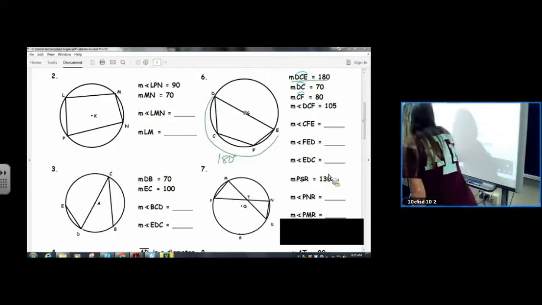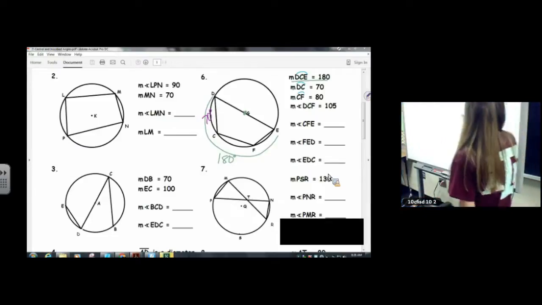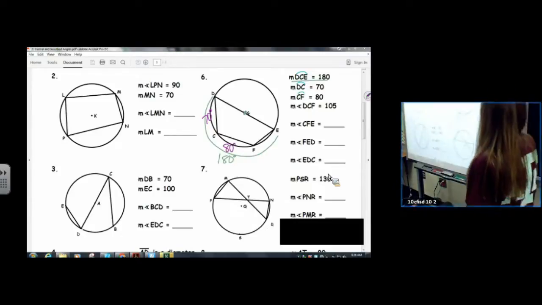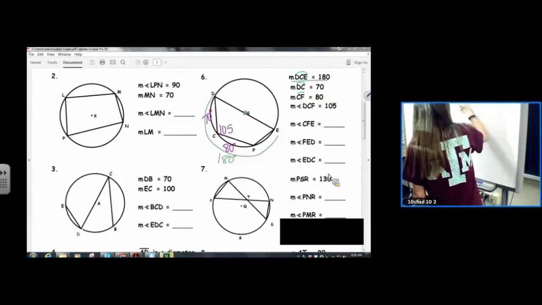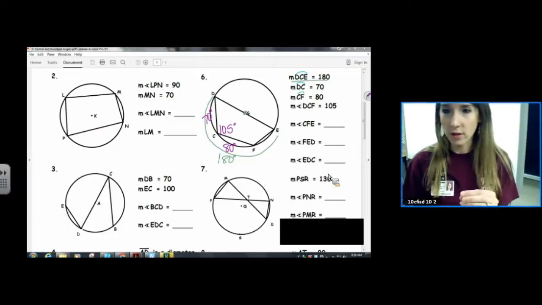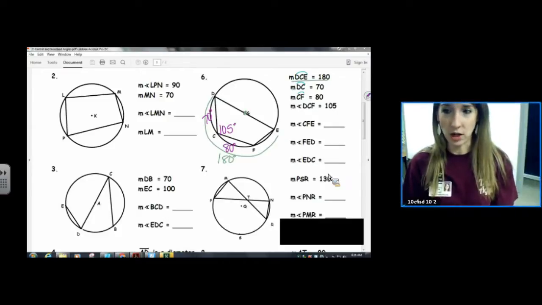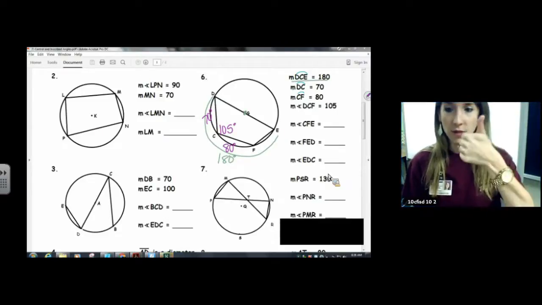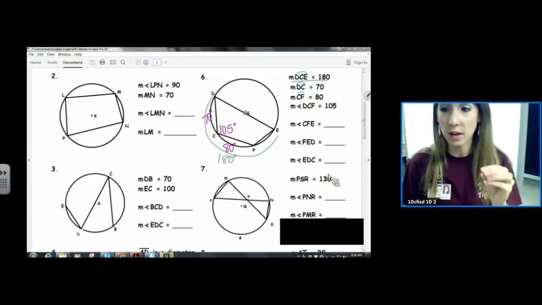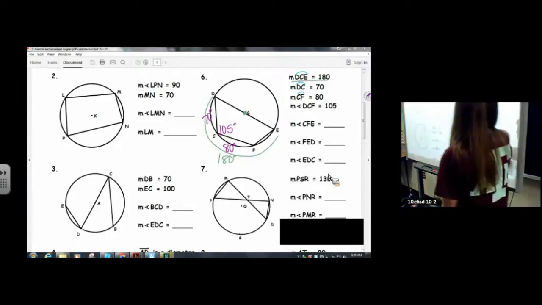Arc DC is 70 degrees. Arc CF is 80 degrees. And angle DCF is 105. One of the theorems we learned yesterday said if a quadrilateral is inscribed in a circle, then opposite angles are supplementary. Is that a quadrilateral? Check. Is it inscribed in the circle, aka are all vertices on the circle? Check. And so now I know that opposite angles are supplementary.